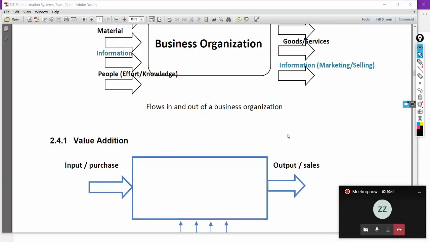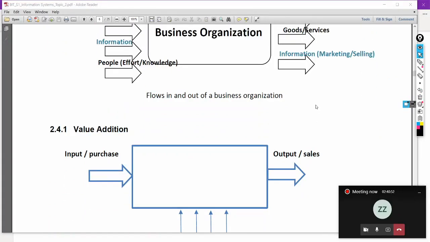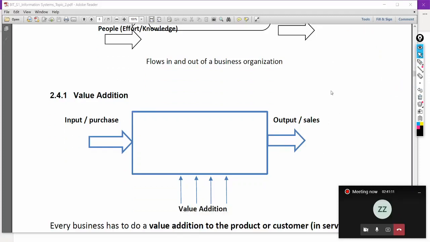So when it comes to a business organization, we all have to do value addition, right? So then, especially when it comes to material flow, we have to do value addition. Let's take a very simple example, a bakery. Every business organization, unless you are doing a value addition, you are not doing a business. You are not going to survive.